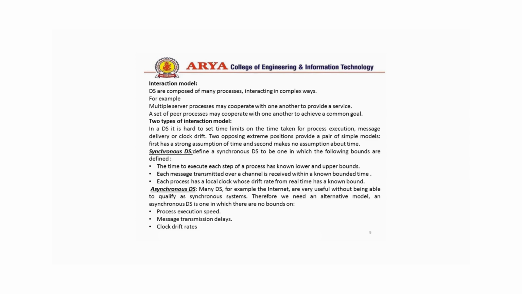Asynchronous distributed system. Many distributed systems, for example the internet, are useful without being able to qualify as synchronous systems. Therefore we need this model. In the asynchronous model also there are certain properties. There are no bounds on process execution speed, message transmission delays, and clock drift rate. So it is just the opposite of the synchronous model.